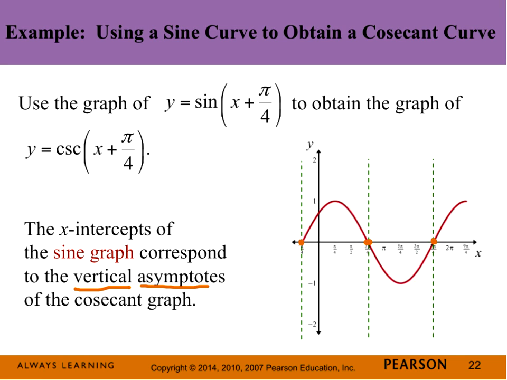Okay, so I'm asked to sketch the graph of cosecant, and I use the graph of sine of x plus pi/4. Now, with this particular problem, they went ahead and gave you the graph of sine of x plus pi/4, but on the next one we do, we'll actually find the graph of the cosine, and then we'll sketch the secant. But this one, we're just practicing the sketching part.